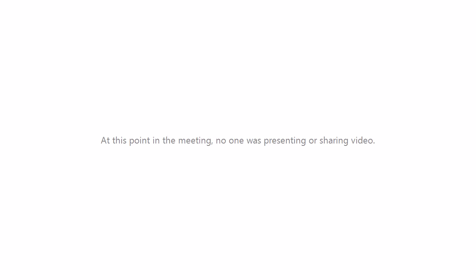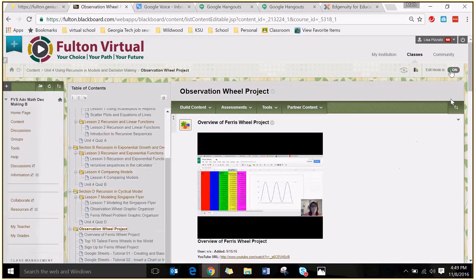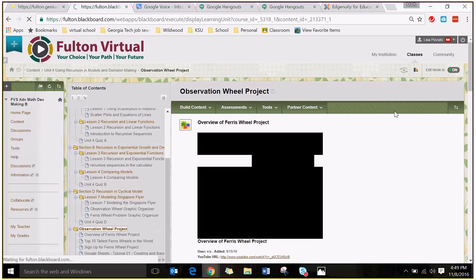For the Ferris wheel project, this is what you're trying to create. I'm going to share my computer screen with you. Can you see my computer screen? Okay, I can see it.